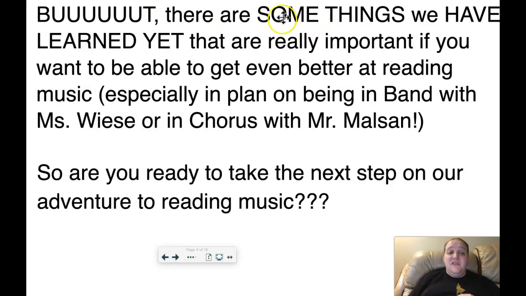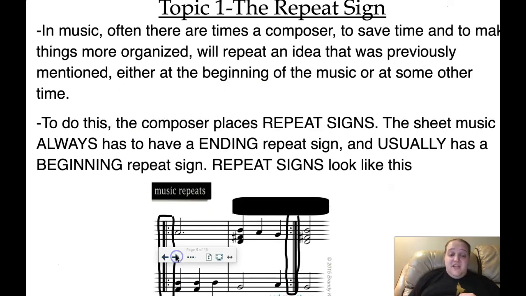And there's some things we haven't learned yet that are really important if you want to get better at reading music. Especially if you plan, like I said, on being in band with our band teacher, Mrs. Weiss, or if you plan on being in chorus with me. So, are you ready to take the next step? Well, here's the next step. There's a lot we need to cover if you want to get better at reading music, especially if you want to be in band or chorus.